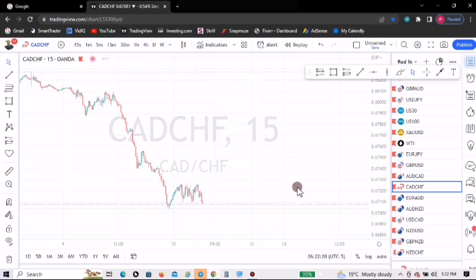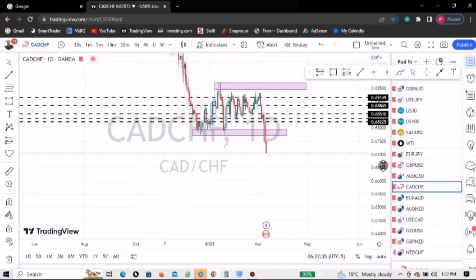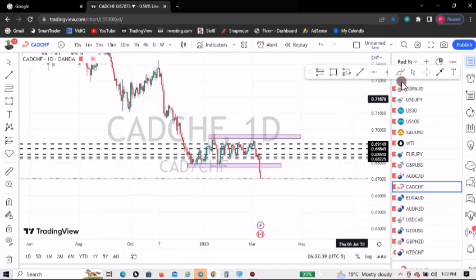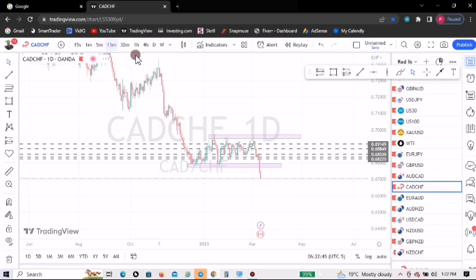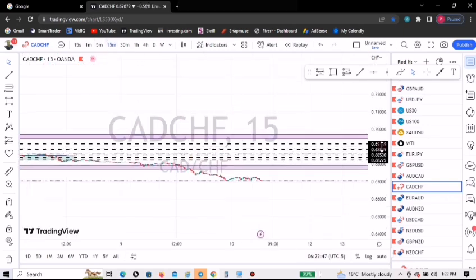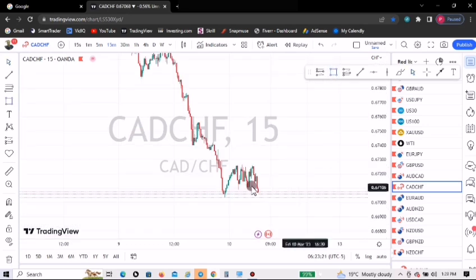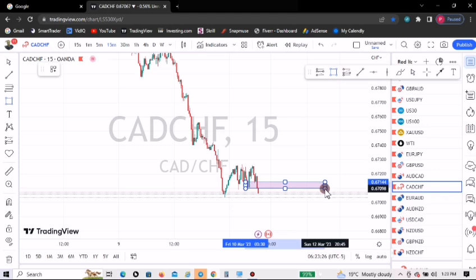CADCHF, let's see from the daily. Oh, it's a missed entry. I'm late. That's why I usually take trades early in the morning. Let me check from the 15-minute time frame to see if I can jump in. Price has closed below that previous key level.